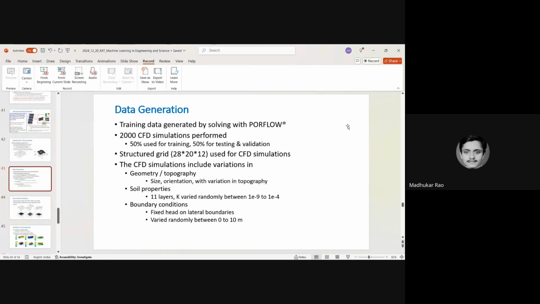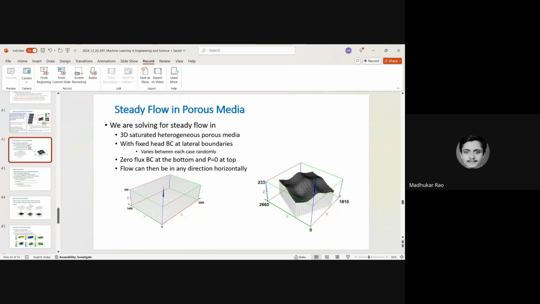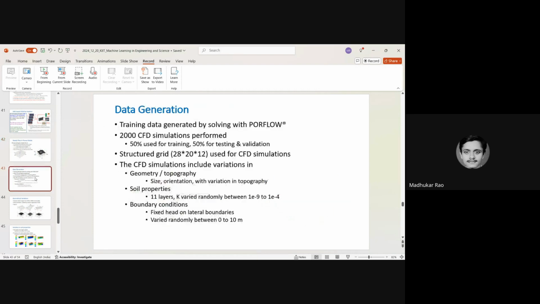So first we generate data. PoreFlow is a CFD solver which is specialized for groundwater flow. So it simulates the Darcy flow in heterogeneous porous media like soils and rocks and so on. And so about 2000 CFD simulations were performed, and the domain extent was basically about 2 to 3 kilometers in each direction.